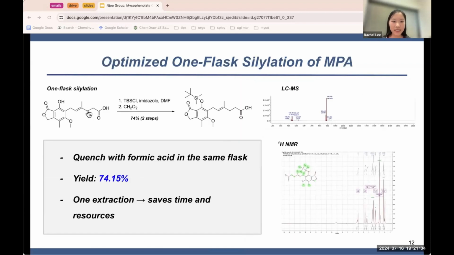With an optimized 1-flask silylation of MPA, we first protect both the phenol and the carboxylic acid, and then quench our reaction with the weak acid formic acid in the same flask to deprotect only the carboxylic acid. This synthetic route enabled us to produce a yield of 74.15%, and by only having to perform 1 extraction, we were able to save both time and resources. We could also achieve a higher and more predictable yield due to the fewer transfers of the reaction mixture, and we could make more accurate predictions regarding the appropriate scale to synthesize our analogs on.